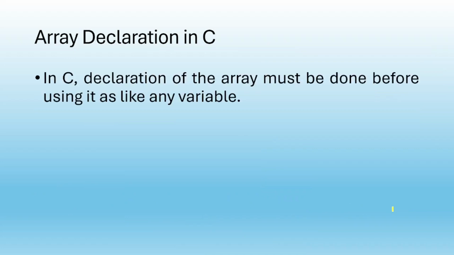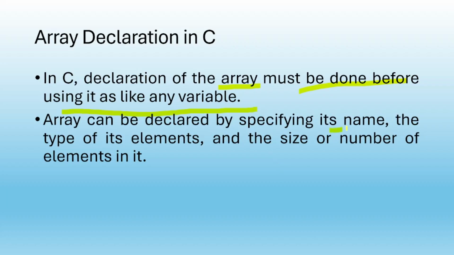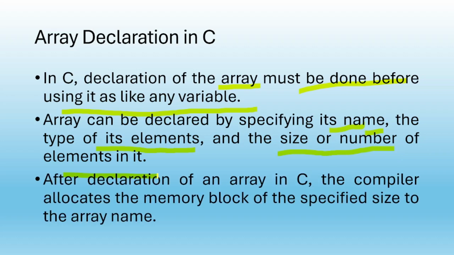Now how to declare arrays in C? It's very simple. In C, declaration of an array must be done before using it, like any variable. We know that if we use any variable without declaring it, we get a syntax error as undefined symbol, right? So before using any array, we must declare it. An array can be declared by specifying its name. So what is required? The name of the array, the type of elements we want to store in the array, and how many elements, that is the size or number of elements in the array. Those are the three important things that we require.